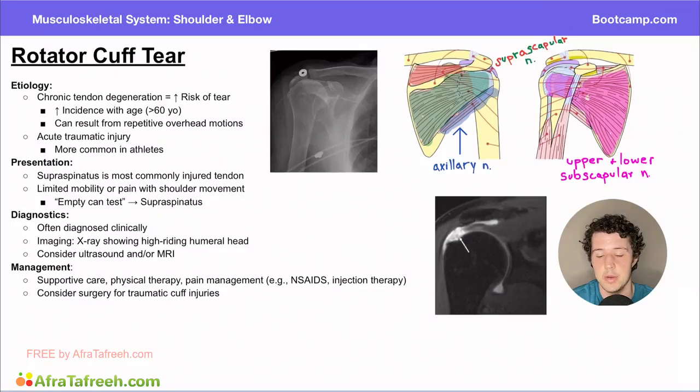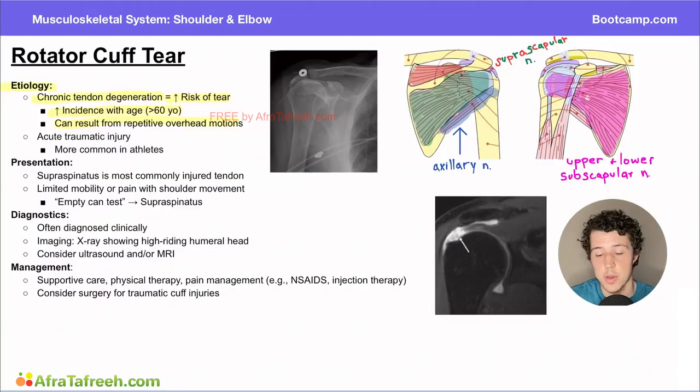Alright, now let's talk about etiology. How do we get these? Well, the most common way is going to be from chronic tendon degeneration that's going to increase our risk of a tear. This is something more often seen in older patients, especially over 60 years old, because that tissue degeneration predisposes them for a risk of a tear. And of course, repetitive overhead motions may cause an overuse of the muscles that will contribute to degeneration, which will eventually lead to a tear in the muscle.